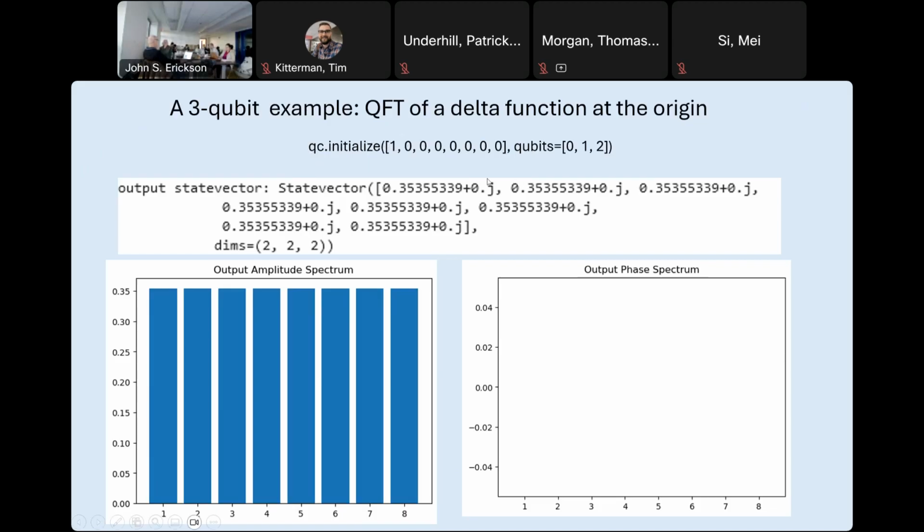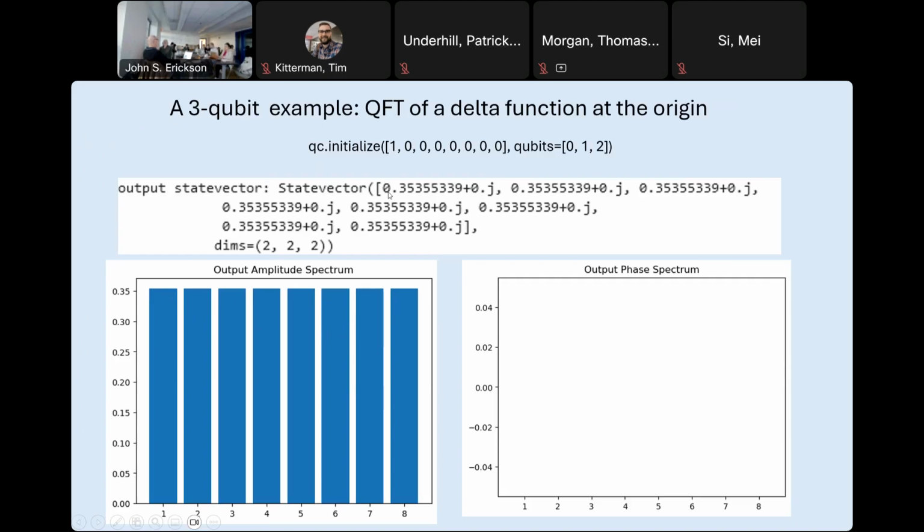And you see it's all of the real parts. It's kind of hard to parse this just the way they print it out. But all the real parts are the same number, and all the imaginary parts are 0. So the delta function input is correct. The quantum computer gives us exactly the same result. Flat amplitude spectrum, 0 phase spectrum. The only difference is this is at 0.35 and not at 1, all right?